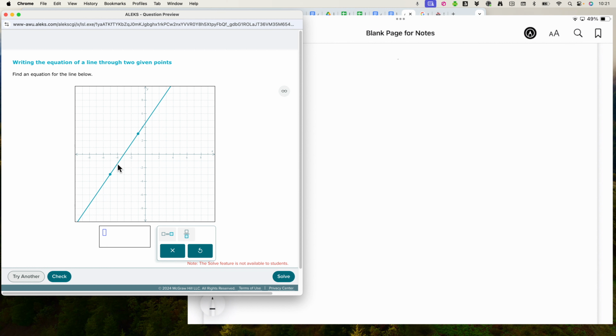And we have 2 points that we can choose from. We can pick that one, or we can pick that one. So it's not going to matter. I'll write them both down. Points are negative 5, negative 3, and negative 1, 3. Okay. I can pick either one of those points to be x1, y1. Doesn't matter. I'll use that one. Now I have a slope, and I have a point. I can go straight to point slope form.